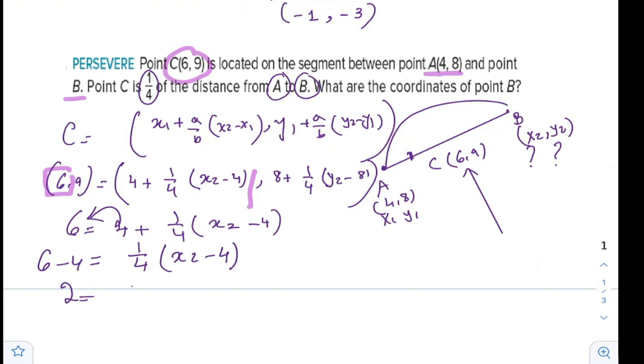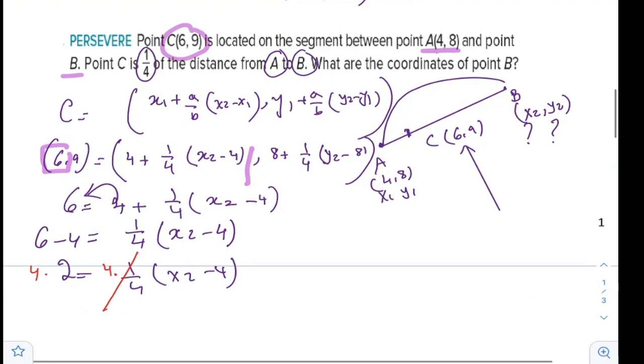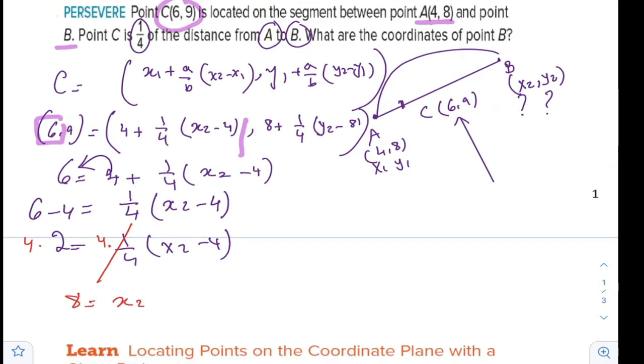And 2 is equal to 1 over 4 x2 minus 4. You have two choices. Either you distribute and then find out the x, or you can multiply both sides by 4 to get out of the fraction. So this will be 8 equals x2 minus 4, adding 4 to both sides, so 12 is x2.